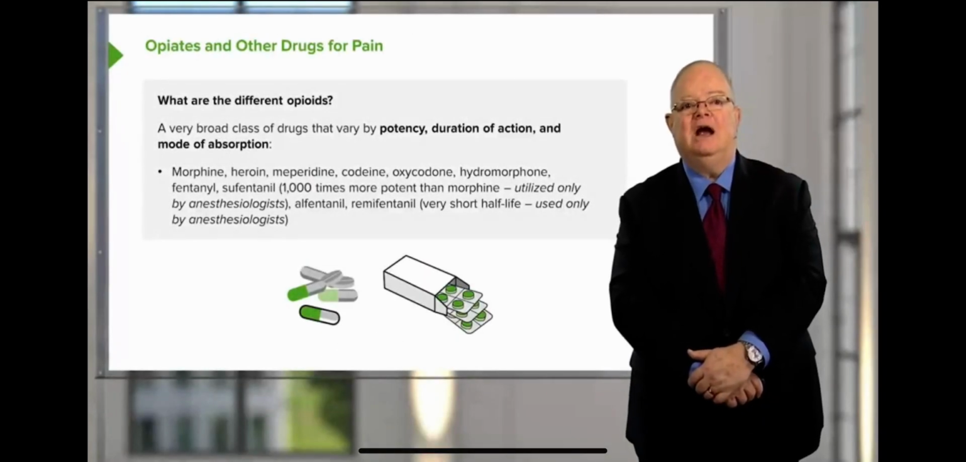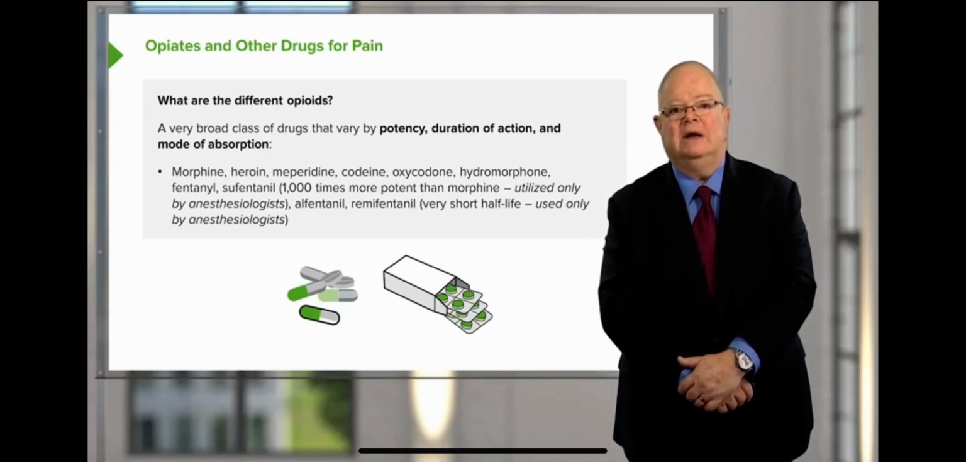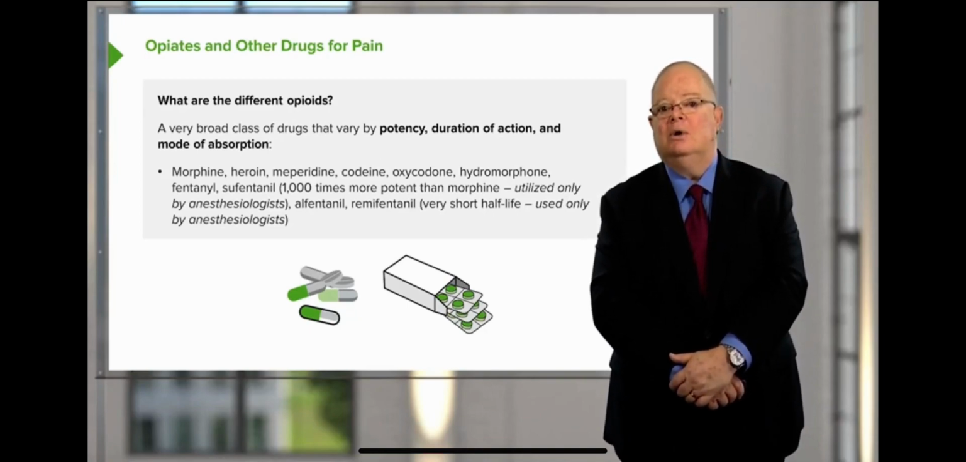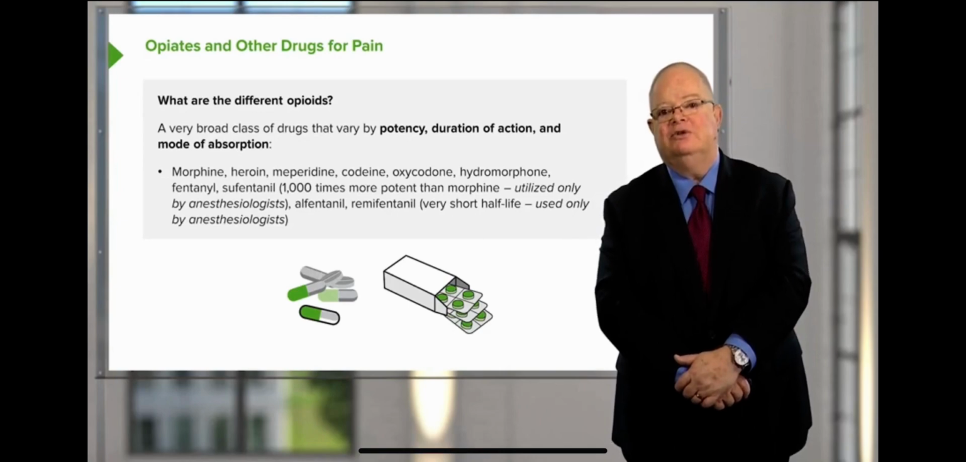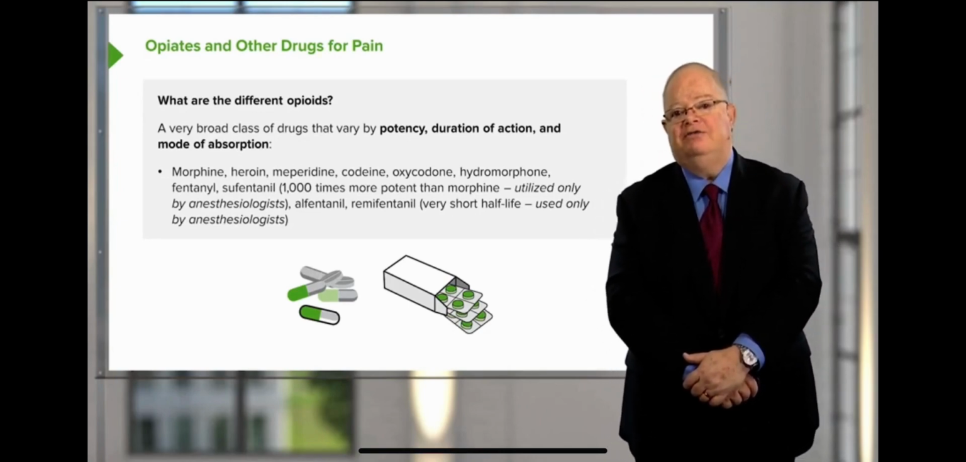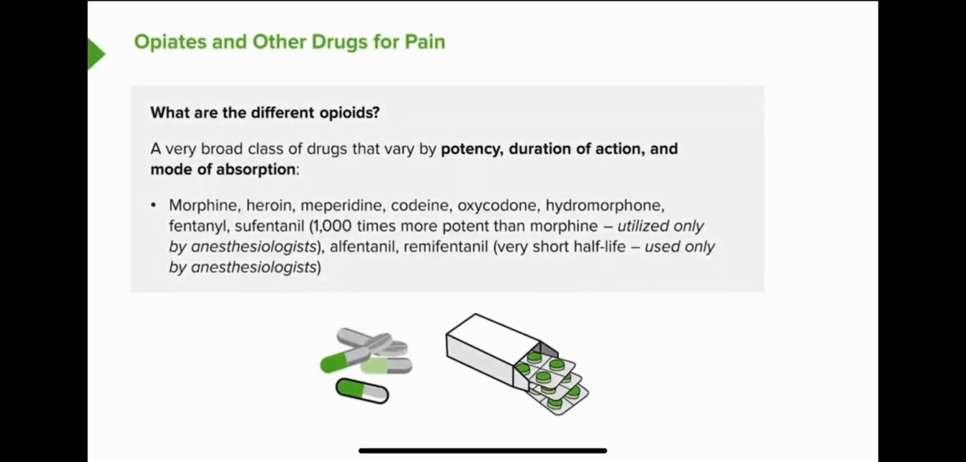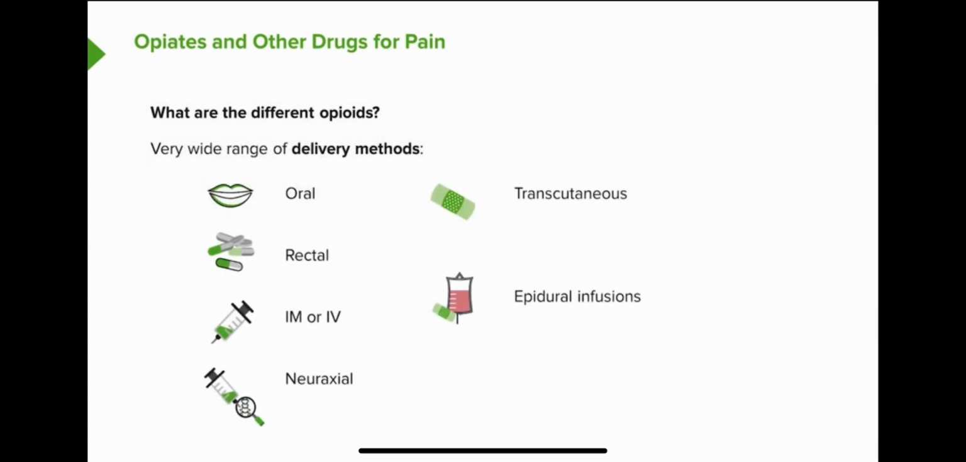So morphine, heroin, meperidine, or Demerol, or pethidine in most parts of the world actually, codeine, oxycodone, hydromorphone, fentanyl, sufentanil, which is 1,000 times more potent than morphine, and is only used by anesthesiologists, alfentanil, remifentanil, which is very short half-life, about 1.5 minutes, and again is only used by anesthesiologists. And they have a very wide range of delivery methods. You can think of almost any entry to the body, you can give an opioid by that entry.